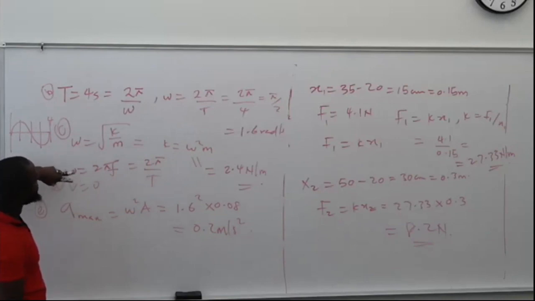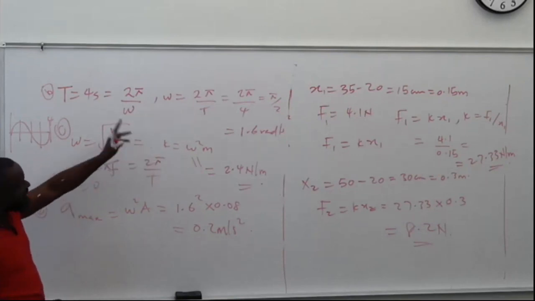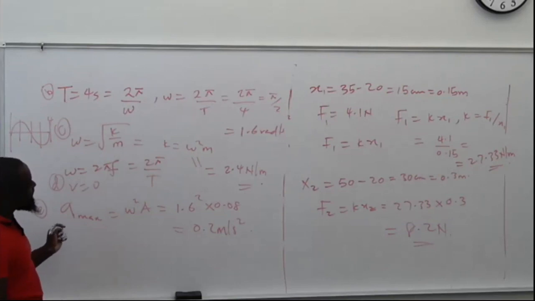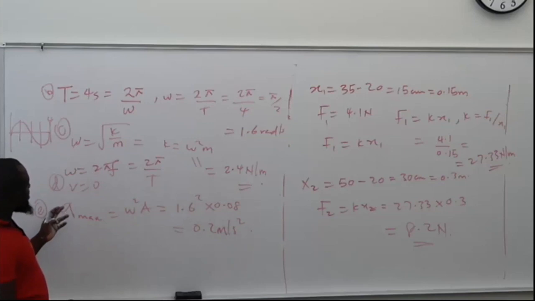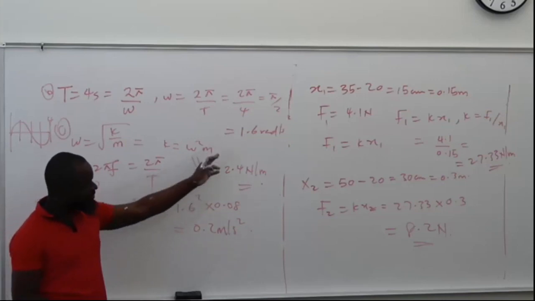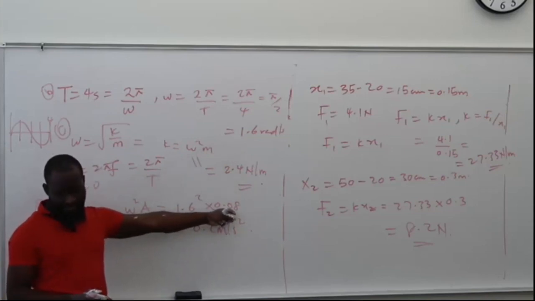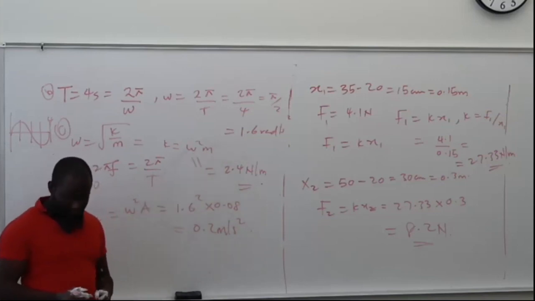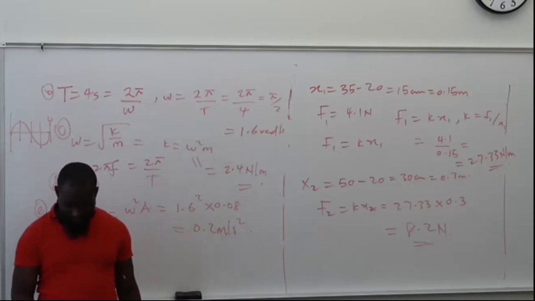Then that was B. C, omega is square root of k over m. So k is omega squared m. So we square 1.6 times the mass. And then that gives us this guy. And then D, V is 0 at that point. A max is omega squared A. You square omega, times the amplitude, and then you're done. So amplitude is the maximum vertical displacement for the A part, 0.08. Okay, next question. So I'll start sharing again for the next problem.